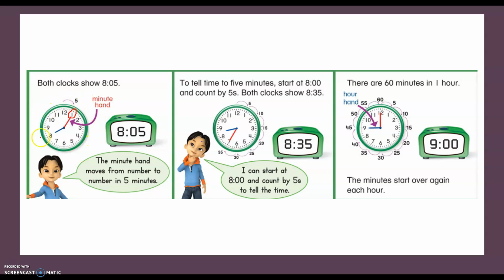Analog clocks look like this. You probably only see them in your classroom. You might have one at home. They're a little bit harder to read. Let's talk about reading a clock like this.